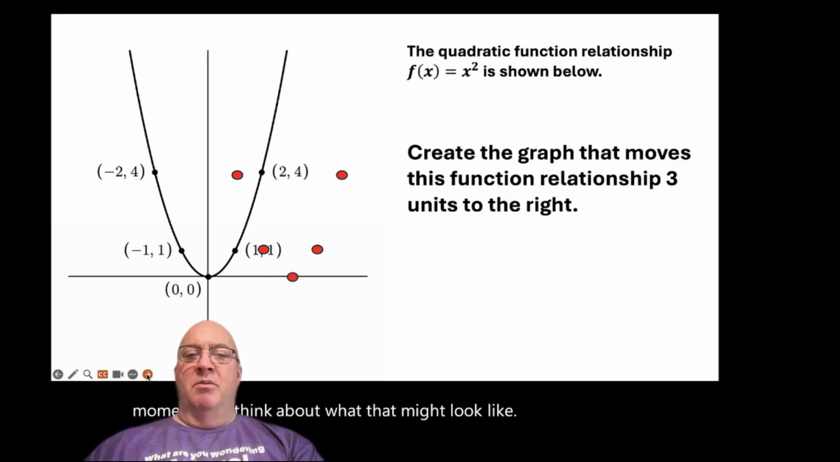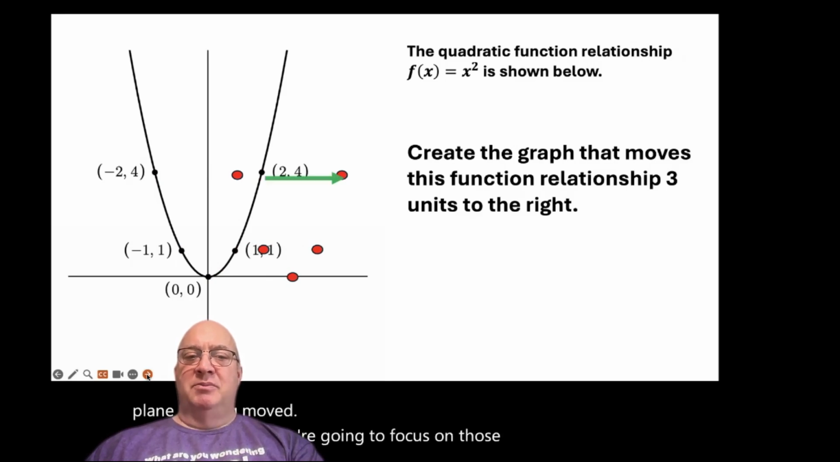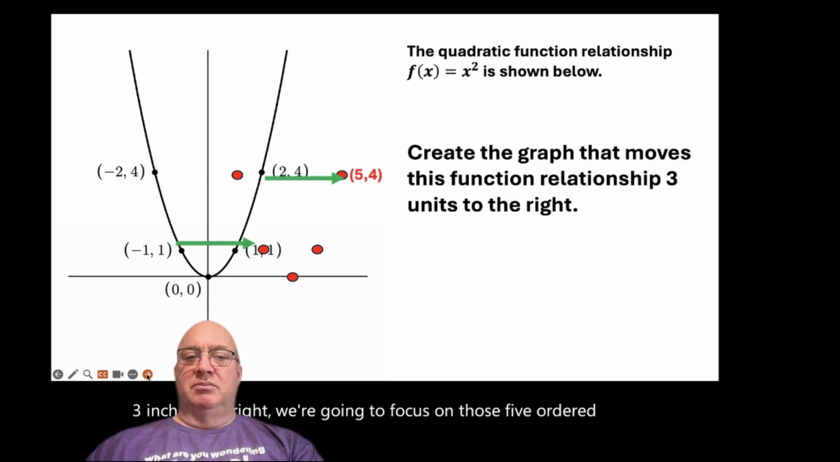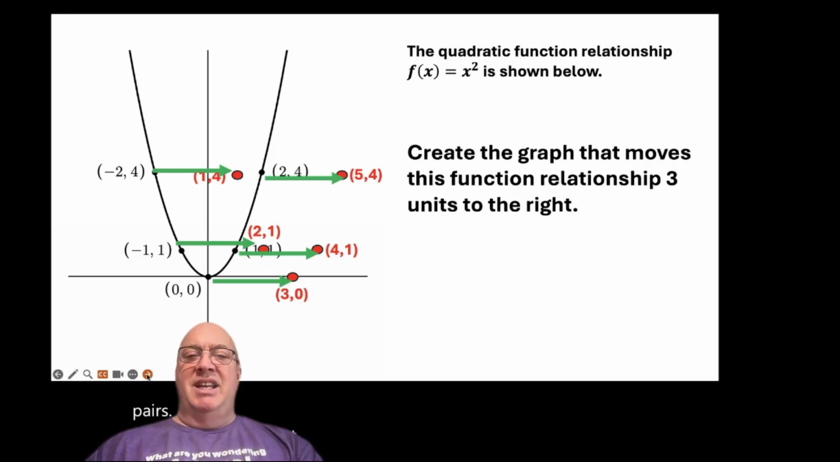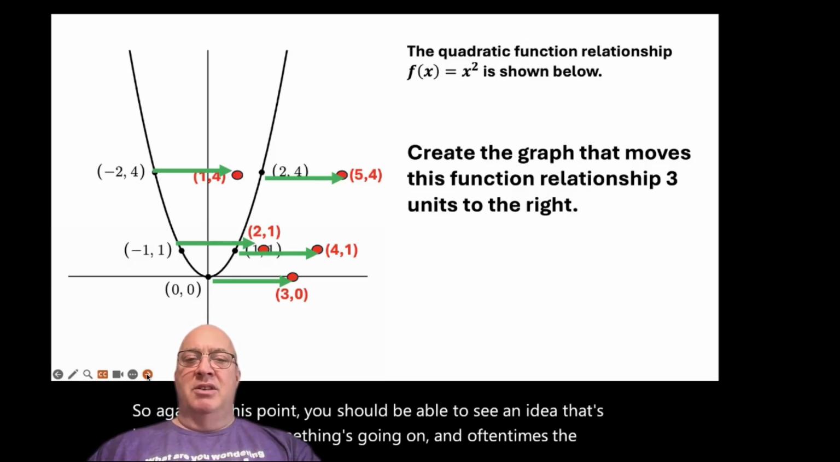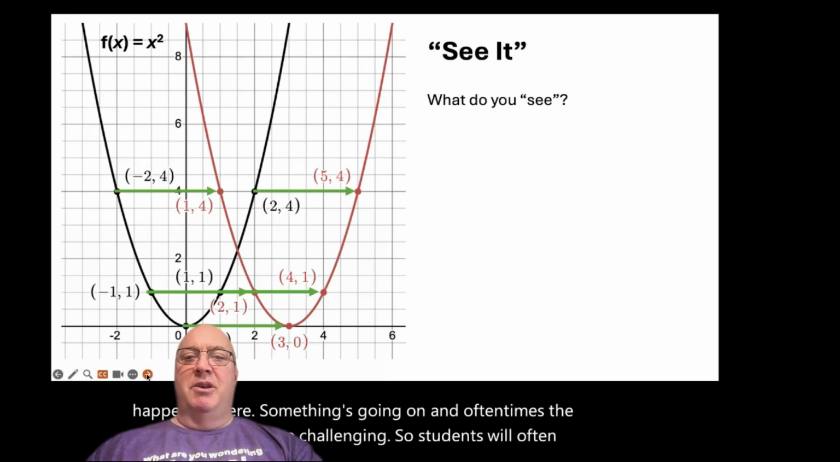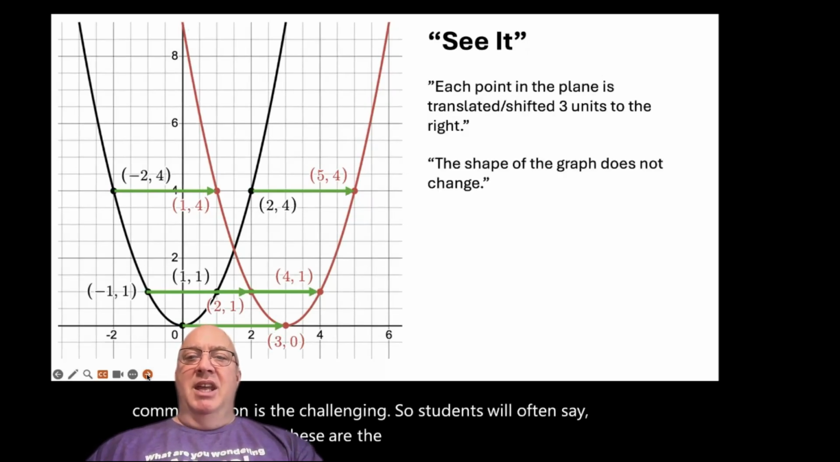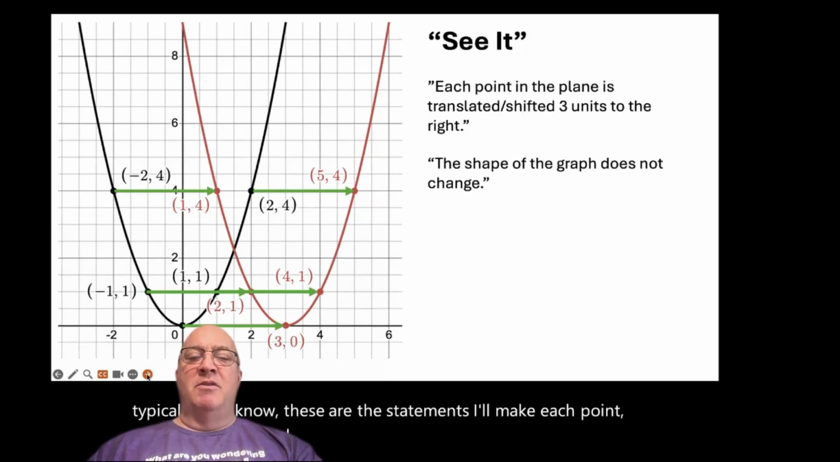So now we've moved the ordered pairs that we're seeing, although it's the entire graph that we're looking at. The entire plane is being moved 3 units to the right, but we're going to focus on those 5 ordered pairs. So again, at this point, you should be able to see an idea that's happening here. Something's going on. And oftentimes the communication is challenging. So students will often say, typically, these are the statements I'll hear: each point in the plane is translated 3 units to the right, or it moves to the right 3 units, or the shape of the graph does not change. Those are some of the big ideas that they typically see.